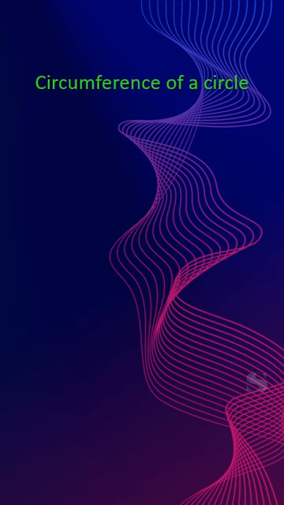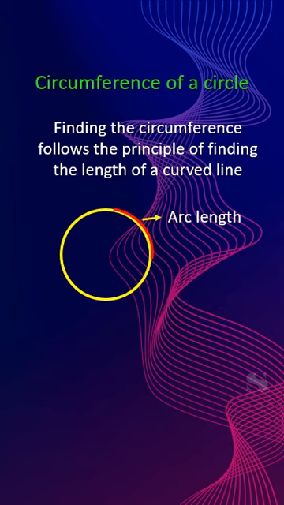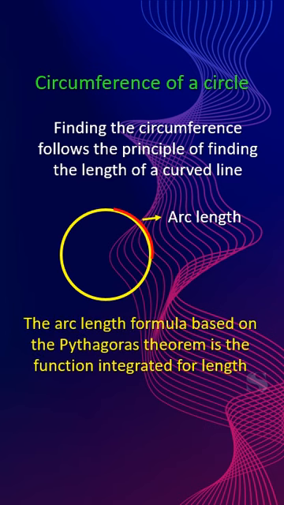Circumference of a circle. Finding the circumference of a circle follows the same principle as that of the length of a curved line discussed earlier. And it is much easier because circles are already well modeled as a function. For reference, there is an arc length formula that is based on the Pythagorean theorem, and that function is integrated for length that represents the full circle. Anything more will be unduly technical.